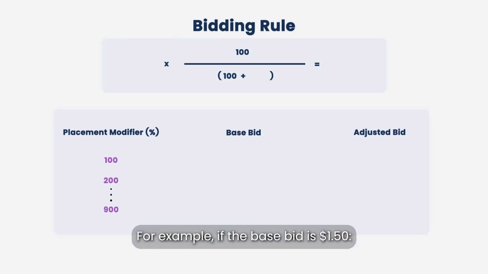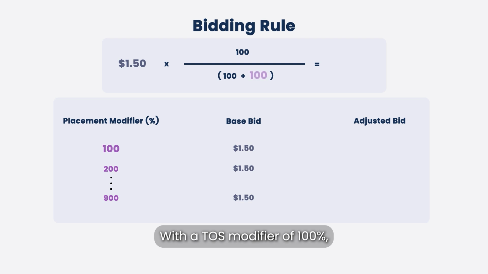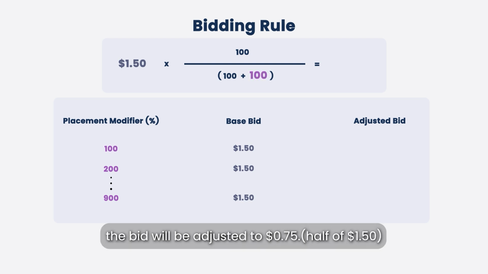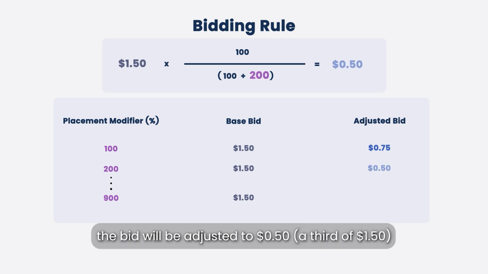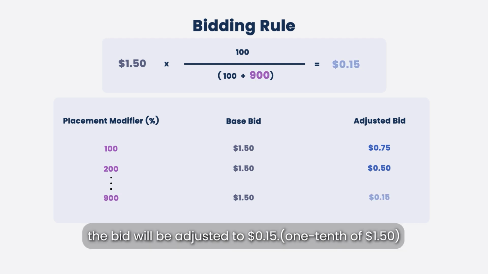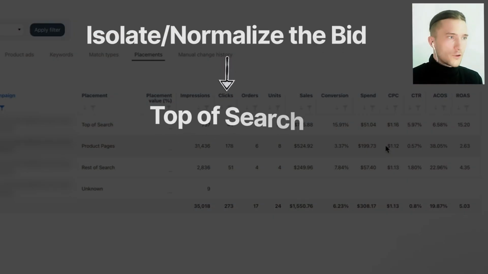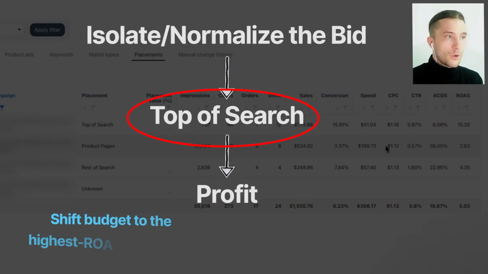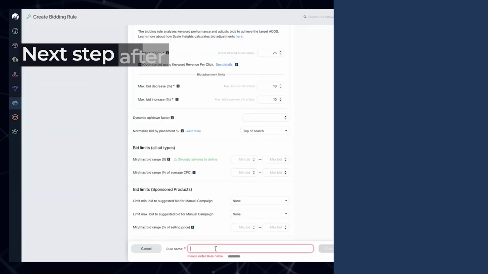For example, if the base bid is $1.50, with a TOS modifier of 100%, the bid will be adjusted to 75 cents. With a TOS modifier of 200%, the bid will be adjusted to 50 cents. And with a TOS modifier of 900%, the bid will be adjusted to 15 cents. And then if we isolate or normalize the bids towards top of search, we will generate more profit because we're allocating more budget towards the highest return on ad spend placement.